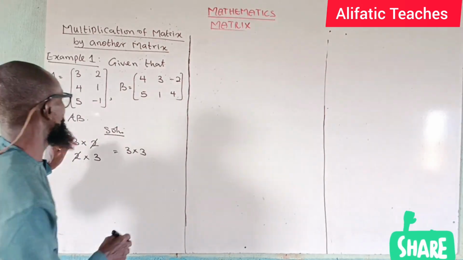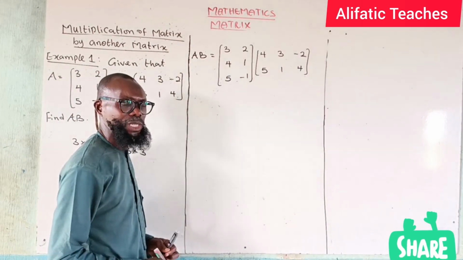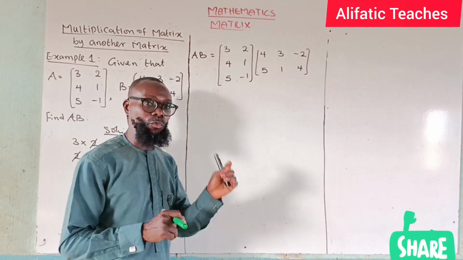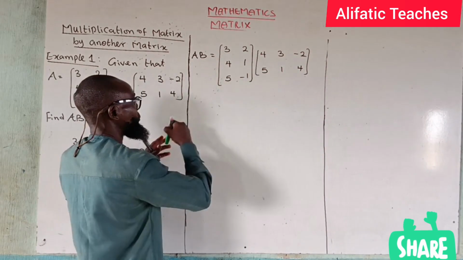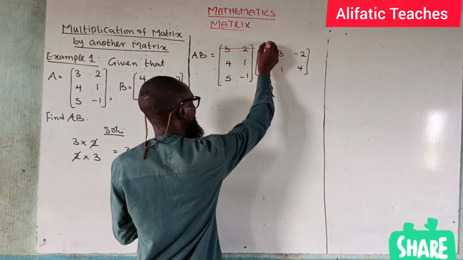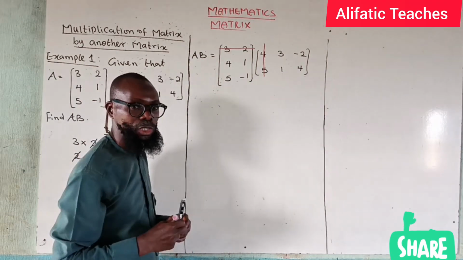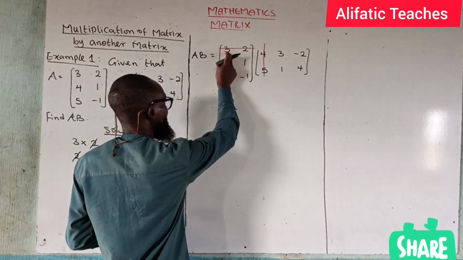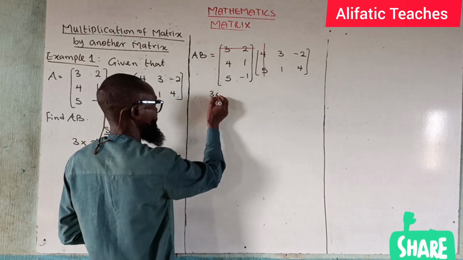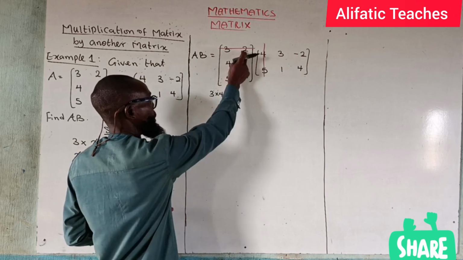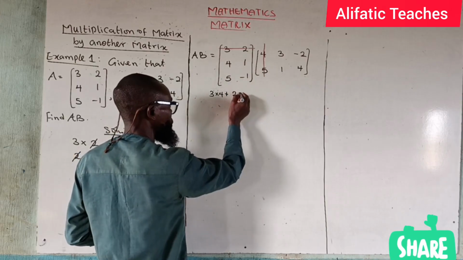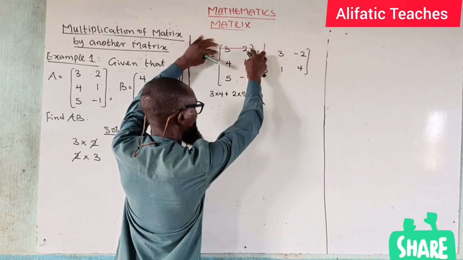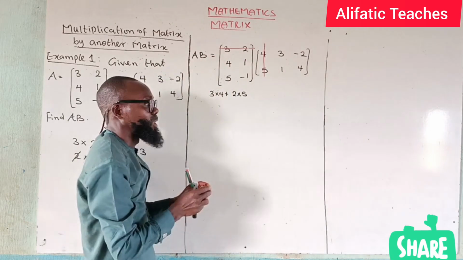So let's move on. Now we want to multiply. To multiply, row by column. What do you mean by this? First row, we multiply first column. So if I multiply, it's going to be 3 times 4 plus 2 times 5. That is, these two elements in the row, we multiply with the 2 elements in the column. We are done with that.